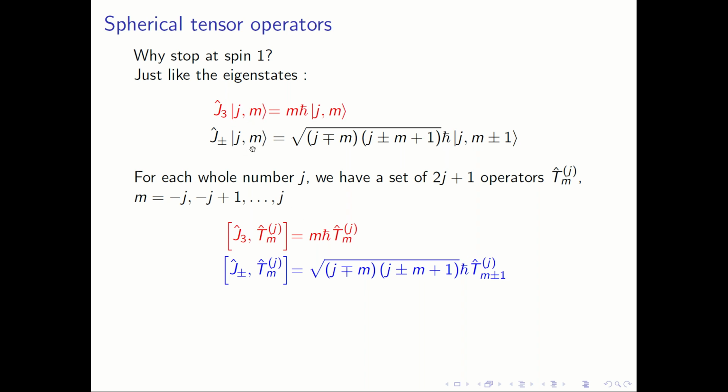Instead of writing them in a ket, of course these are not kets, these are operators, and we typically write the j upstairs to just show that the m index is the index which changes within a particular set. So these 2j plus 1 operators form what is called a spherical tensor operator of rank j.